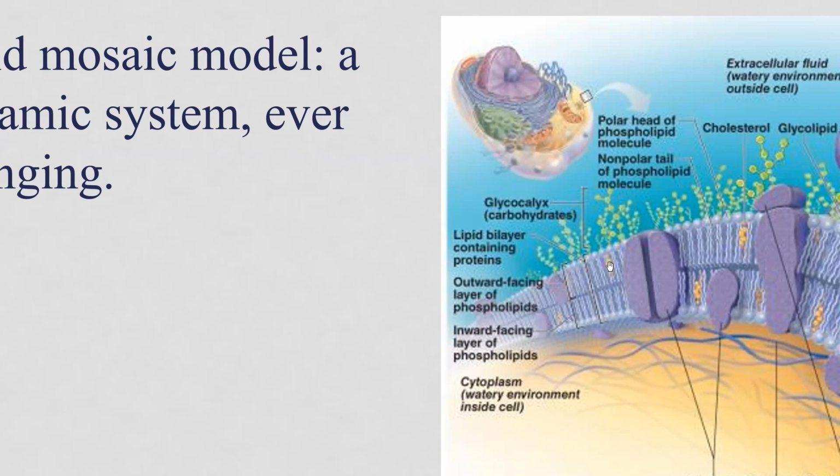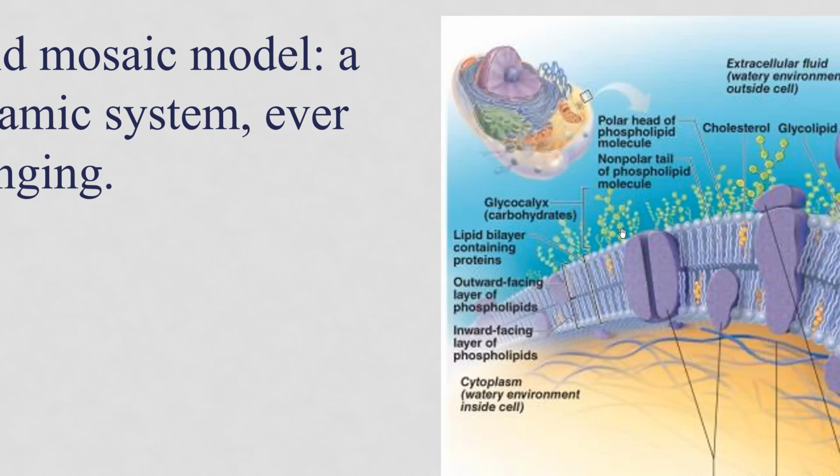We have the bilayer of fatty acids here. The phosphate group is hydrophilic, which means it likes water. The fatty acids are hydrophobic, which means they don't like water. So this is one of our regulatory mechanisms for regulating what goes in and out of the cell: that biphosphate layer.